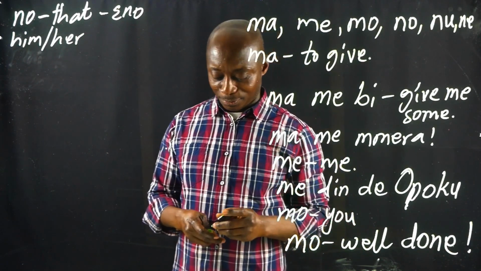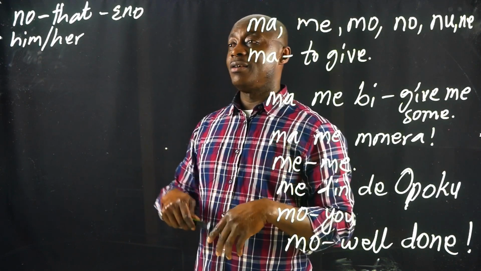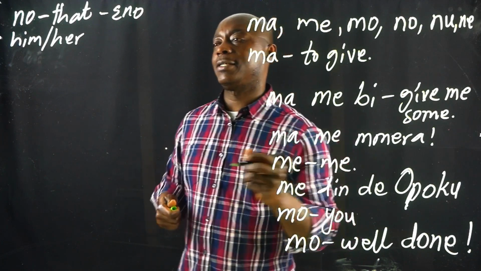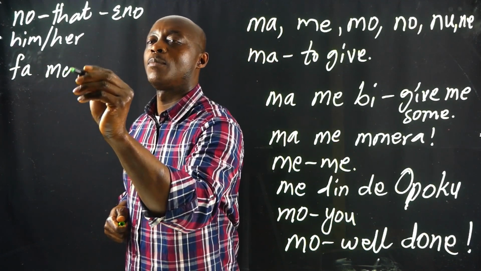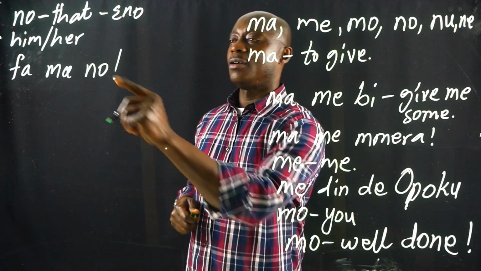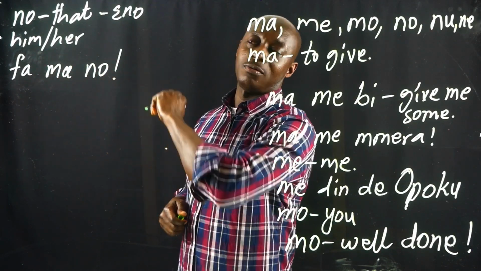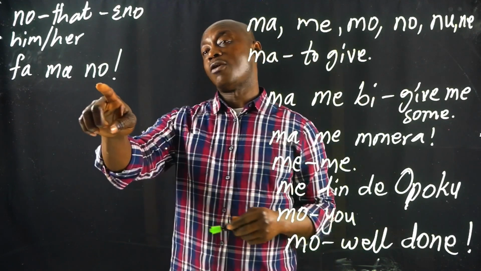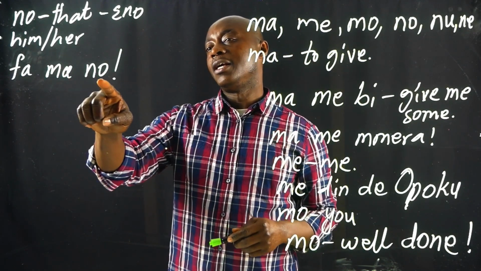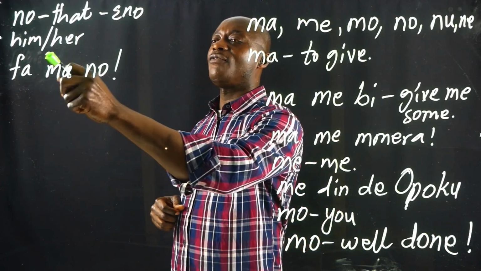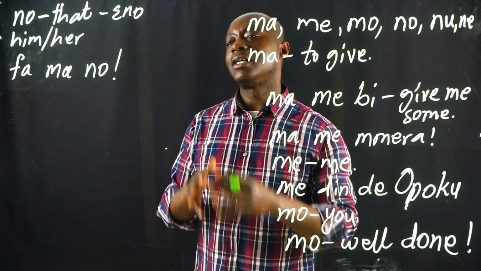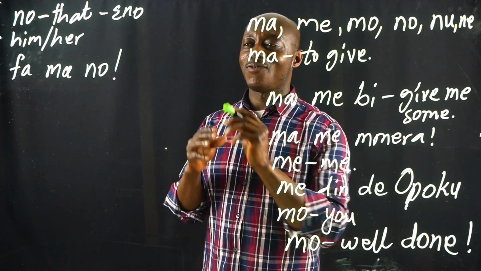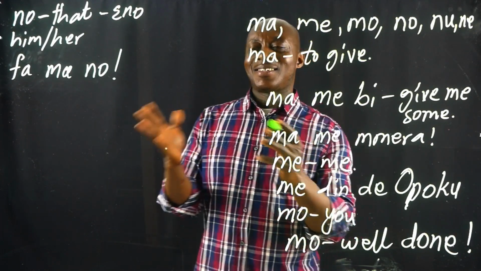For instance, if I want to say give it to him, I will say this. Famano. You see, the no here means him or her. So when I say famano, that means give it to him or give it to her. It's simple, isn't it?